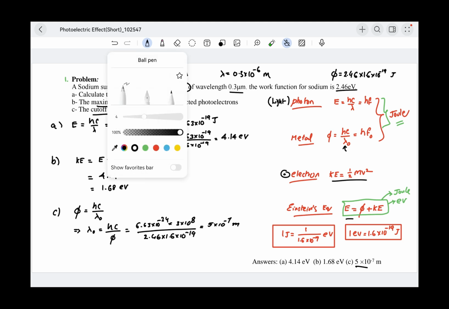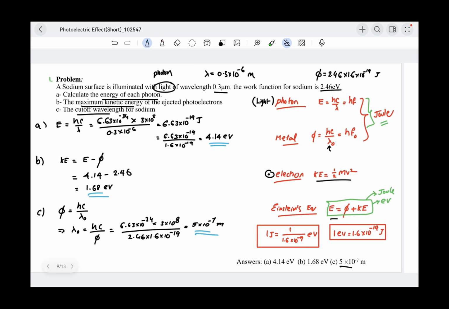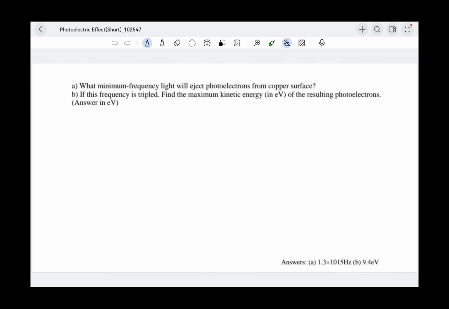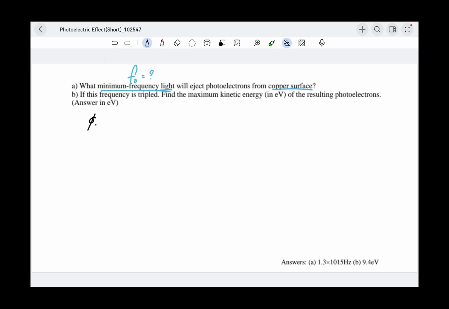These are the answers. Next problem. What minimum frequency of light will eject photoelectrons from a copper surface? Minimum frequency means f naught, the cutoff frequency, we have to calculate. Nothing else is given, so we can only solve if the work function of the copper is given. The work function of the copper is around 4.7 electron volt.